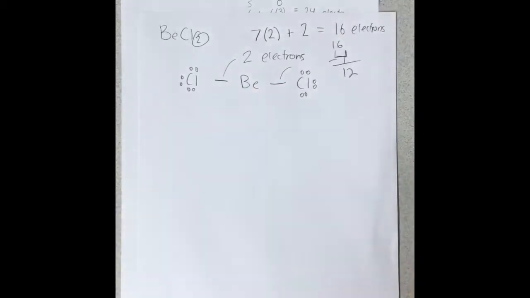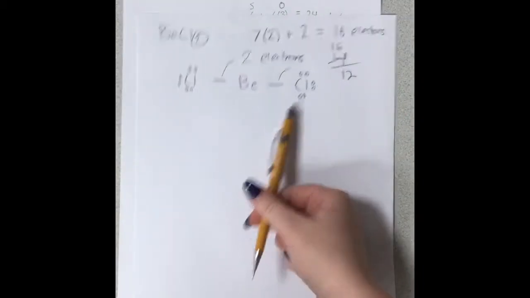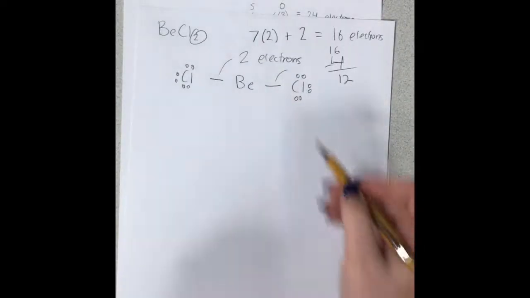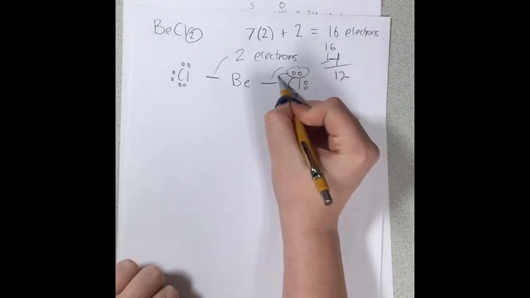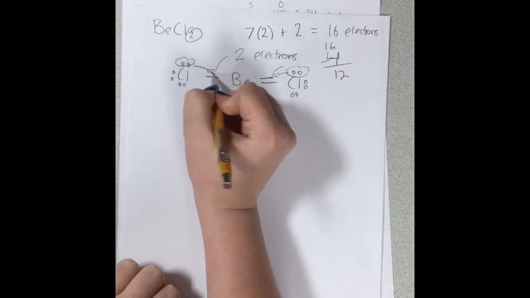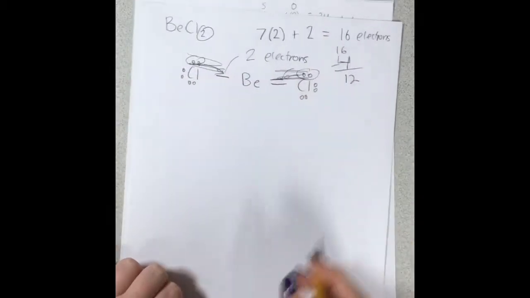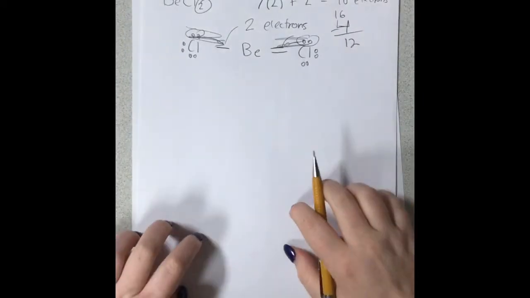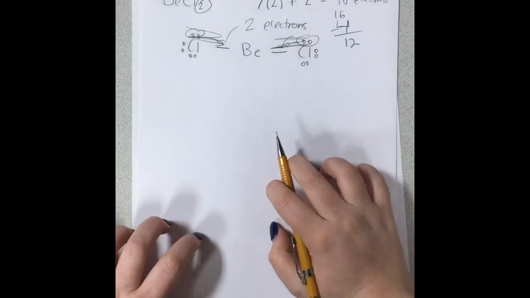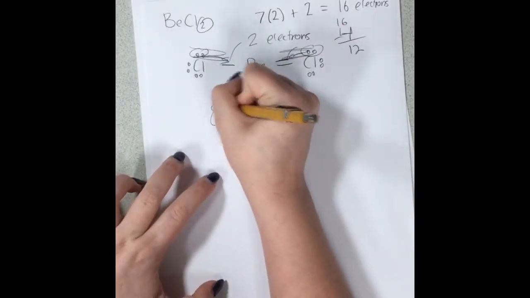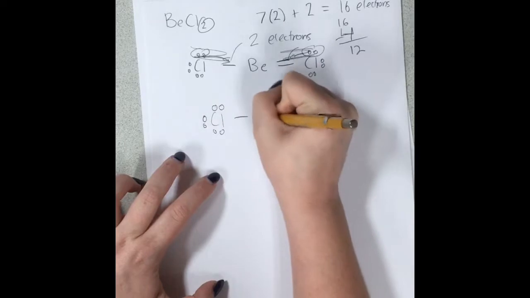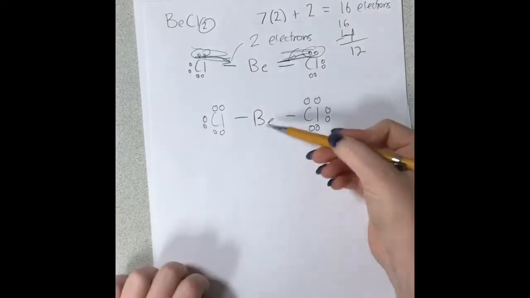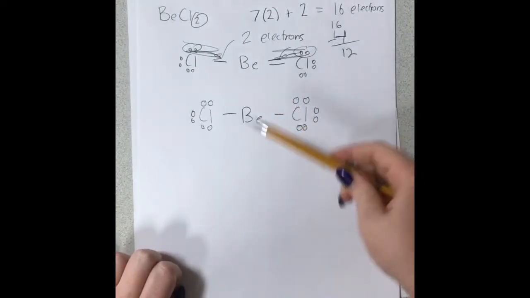Now, this is going to be a common mistake, as most people are going to think, oh no, the beryllium only has 4 electrons, it needs 8. Why don't we take these and share them with it? But that is wrong. Beryllium is one of the atoms that's perfectly fine having less than 8 electrons. So the proper Lewis structure is actually going to look like this. And yes, the beryllium is not going to have 8 electrons.